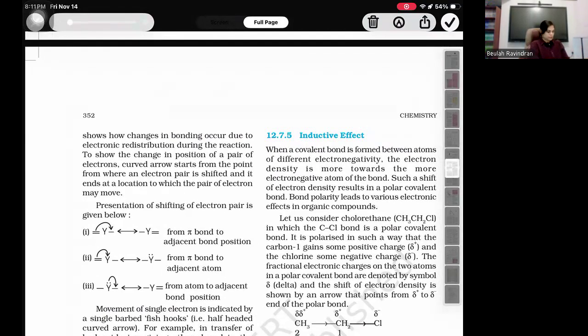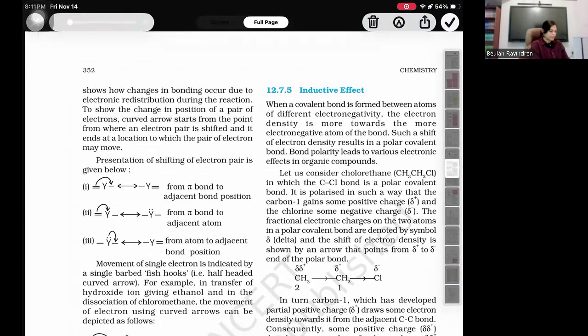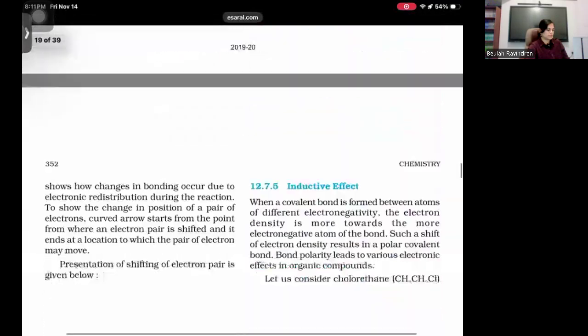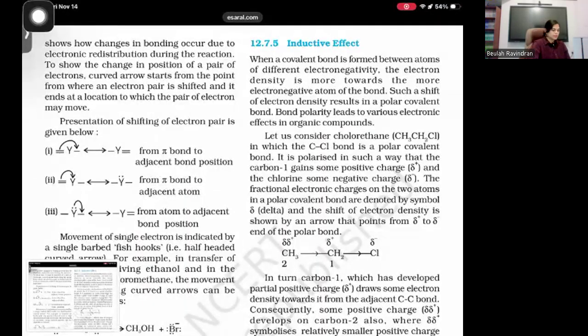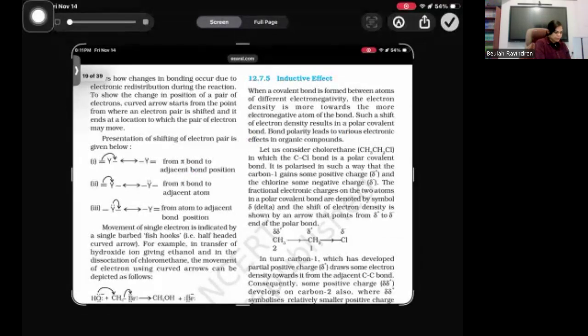To show the change in position of a pair of electrons, this curved arrow starts from the point from where an electron pair is shifted. Okay, so a very important point. You can understand this. Here, it starts from the point where the electron pair is shifted.